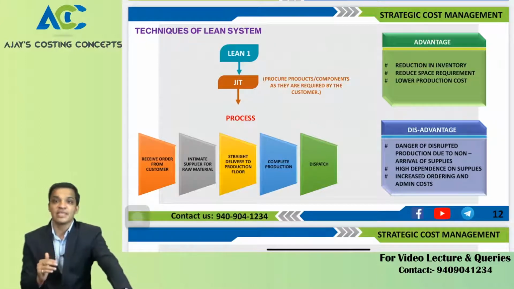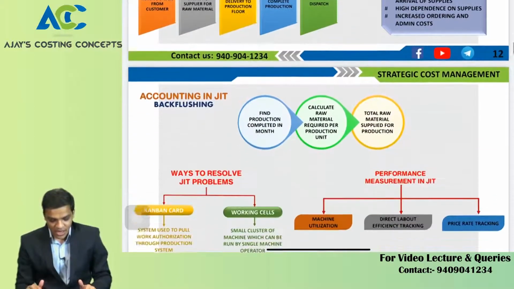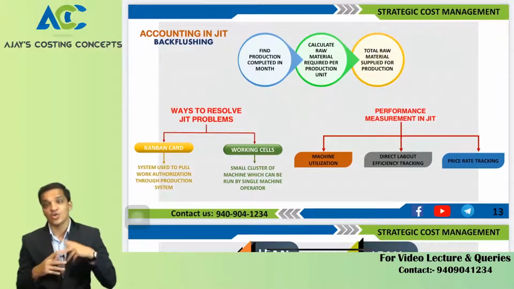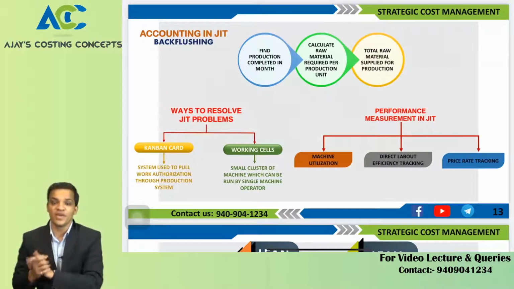Just in time, as I already said, this is a chart we have prepared to revise your just in time. Now there is also backflush accounting in just in time. There are two kinds of cells: working cells and the Kanban card theory, which we have discussed in our class, and in fact in revision sessions also.